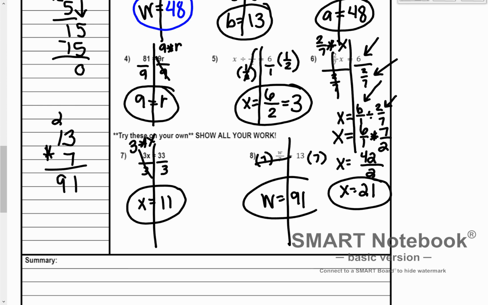Okay. And that is how we solve equations with multiplication and division.